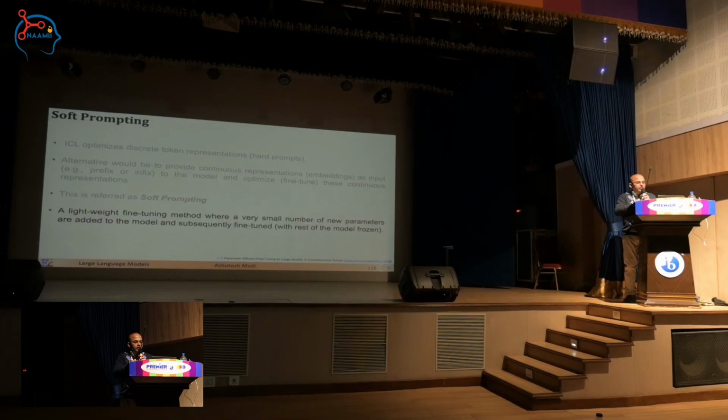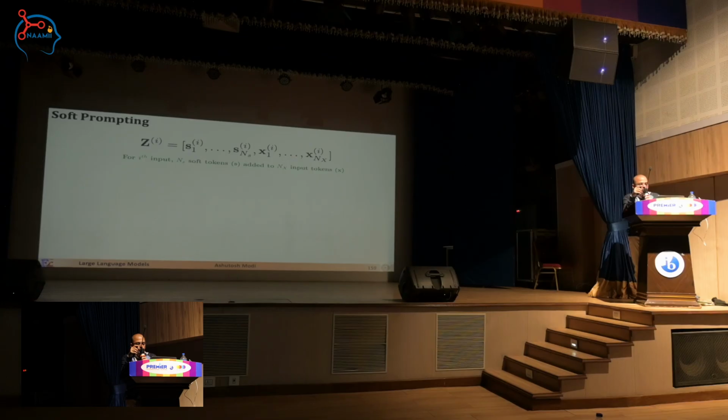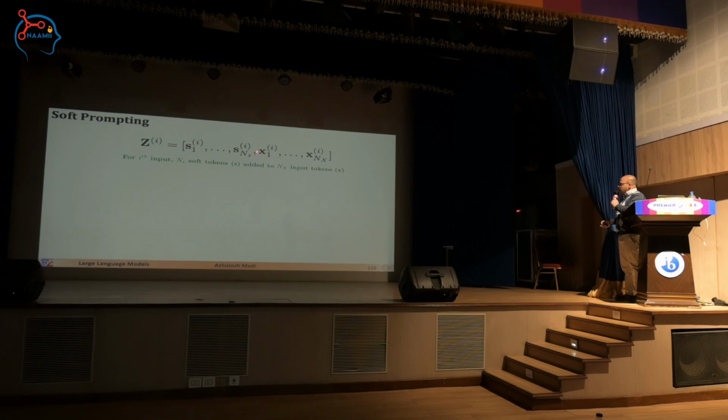So this is a lightweight fine-tuning method, because a very small number of new parameters are added. You are just giving a new learnable embedding, which acts like a natural language prompt as input to the model. And obviously this embedding is much smaller in size than the total number of parameters in the model. Right, so just to put it more formally, you have task specific tokens x1 to xn, right?